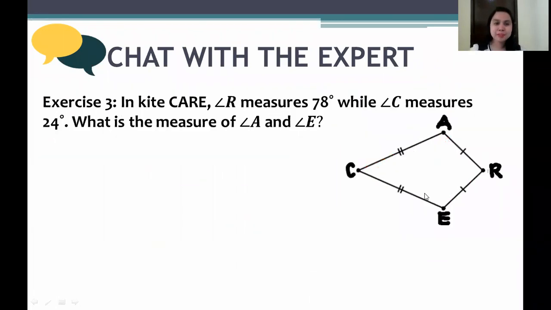Now let's have an example. In kite CARE, C-A-R-E, angle R, you need to label it, measures 78 degrees. Angle C measures 24 degrees. Now, what is the measure of angle A and angle E? Can you tell me what's the relationship between angle A and angle E? In the chat box, tell me, what's the relationship of angles A and E? Are they congruent, supplementary?